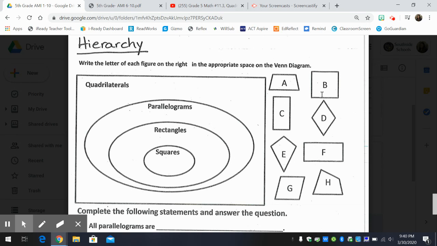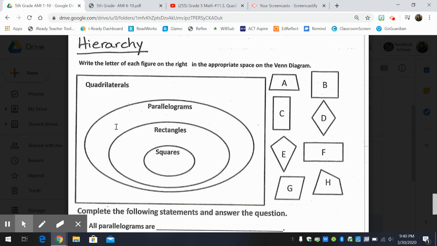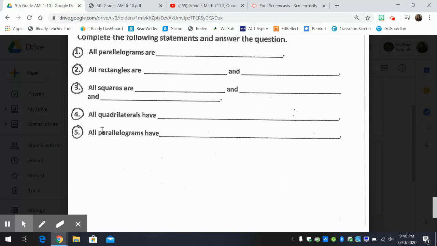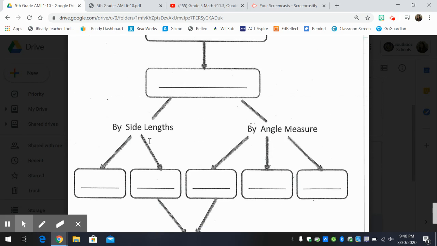So if it's a square, you would put B, B, B, and B, because even though it is a square, it is also a rectangle and it is also a parallelogram and a quadrilateral. So you're going to do that with the last 2 as well, but with a triangle.